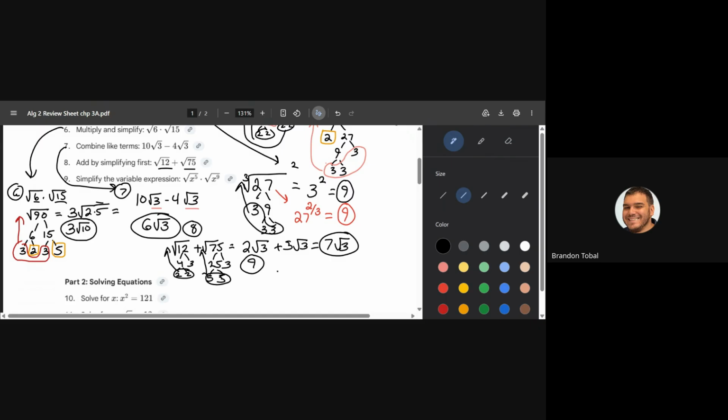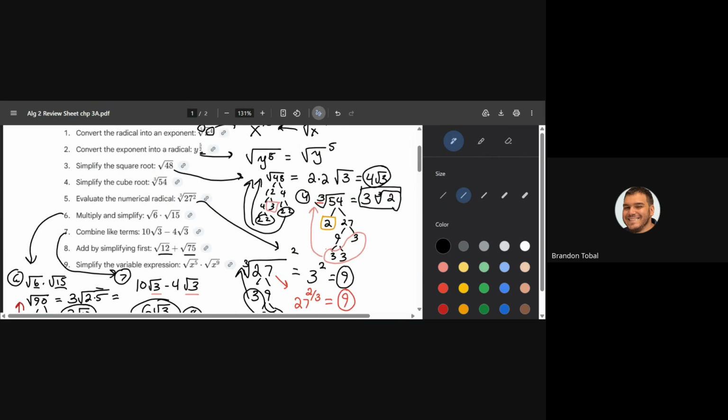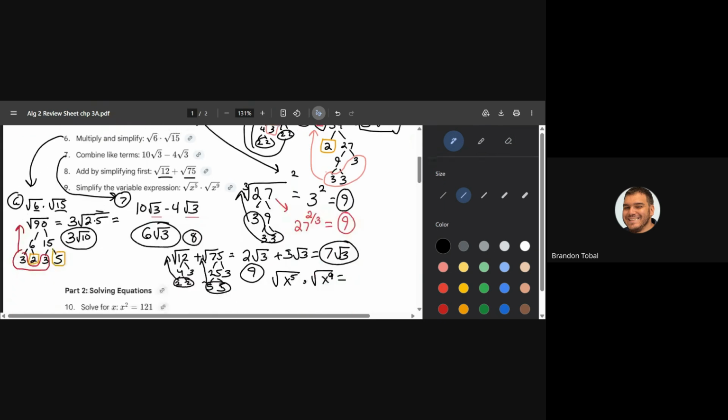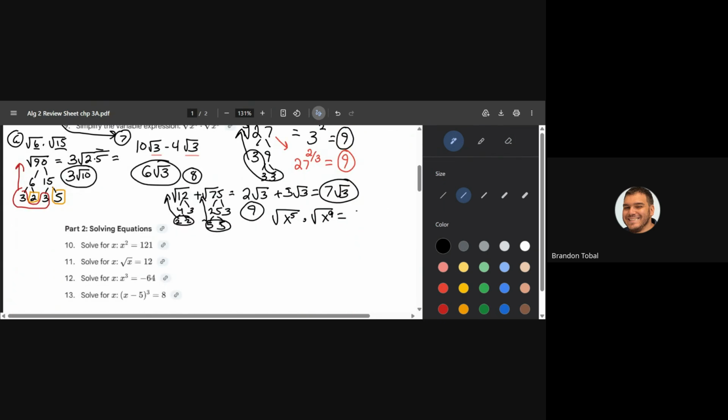Number 9 is going to be root x to the 5th times root x to the 9th. Now, understandably, you're probably looking at this and you say, Mr. Tobel, there's no numbers here. What do I do? So here's what you do. First off, I'm going to convert these to fractions. So this matches the actions we did over here, where we convert the fractions into square roots and square roots to fractions. So I'm going to rewrite this as x to the 5 over 2 times x to the 9 over 2.